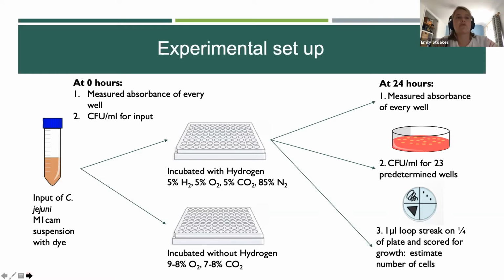After 24 hours of incubation, we remeasured the absorbance of every well. We did CFUs for 23 predetermined wells, and we also dipped a 1 microliter loop into each well of the plate, streaked it onto a quarter of a plate and scored it for growth. Using the predetermined CFUs, we could create a Bayesian linear mixed model, and using this model, we could predict the number of cells present in the 1 microliter loop. This allowed us to look at every single substrate, so all 95 substrates, under both conditions.